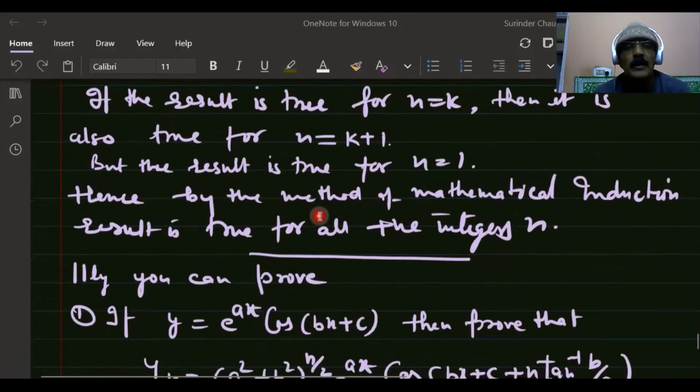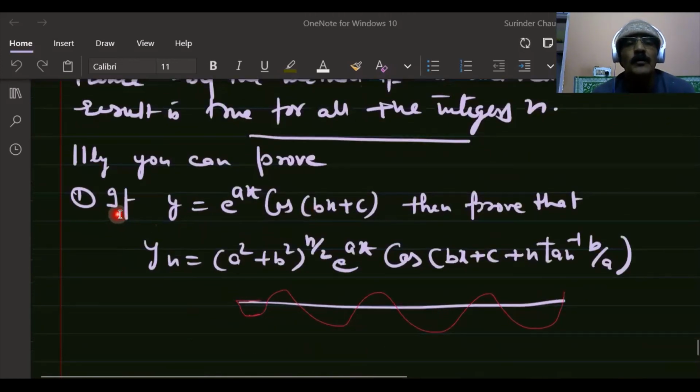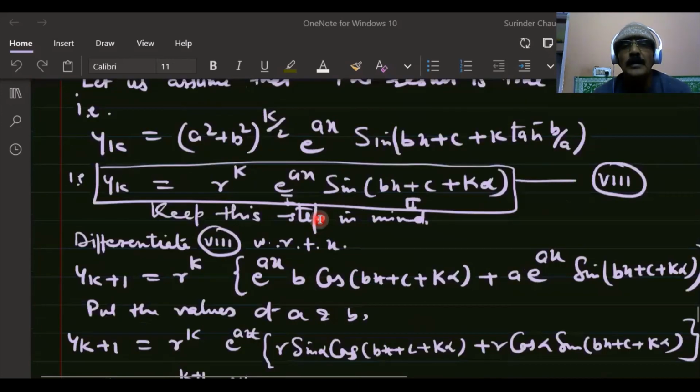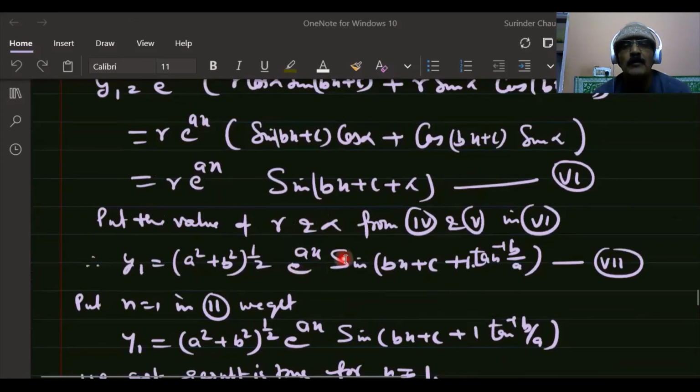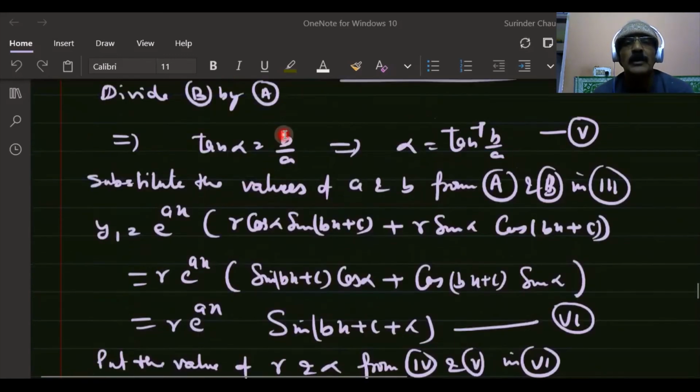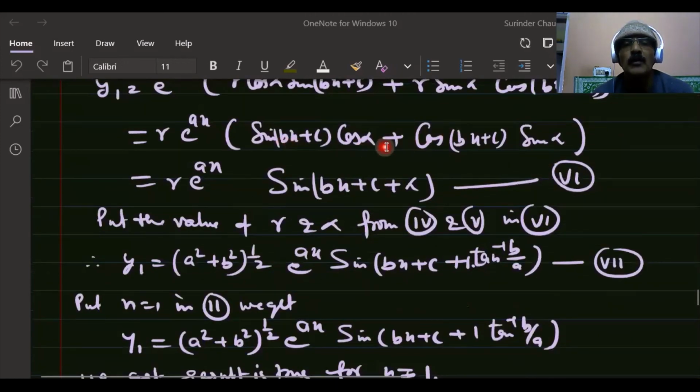In a similar way, if y is equal to e to the power ax cos of bx plus c, then we can find the n-th derivative is equal to (a squared plus b squared) to the power n by 2, e to the power ax cos of bx plus c plus n tan inverse of b upon a. Here the difference is only that in place of converting this into sine, we convert it into cos. In the first derivative as well as the k-th derivative, we converted this into sine. Now in place of sine we convert that into cos. We make the substitution of a and b in such a way that this will become cos of a plus b, because the function is a cos function.